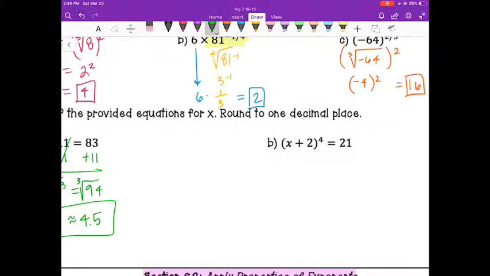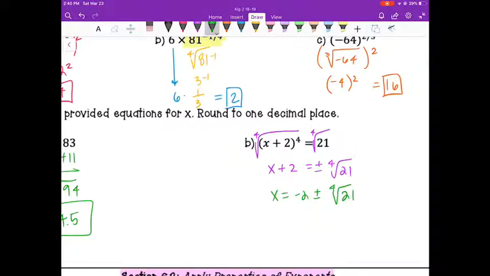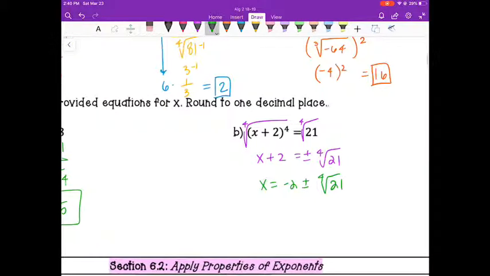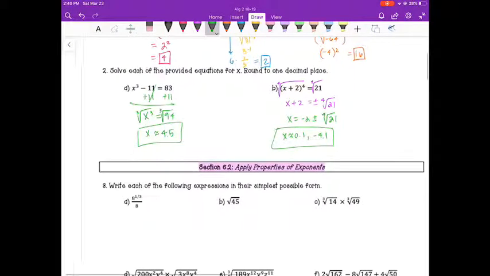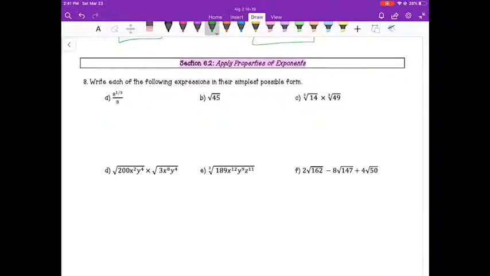And in example B, notice that the first thing we are going to need to do is take the 4th root on both sides. But since we're doing an even root, remember that we will need plus or minus in front of it. We only do that for even roots. And then next we will subtract 2 from both sides. So x is negative 2 plus or minus the 4th root of 21. Well, negative 2 plus the 4th root of 21 is going to give us about 0.1. Negative 2 minus the 4th root of 21 is about negative 4.1. There are 2 answers.